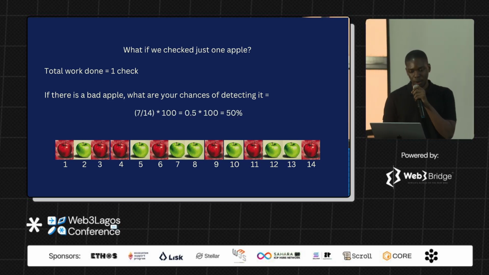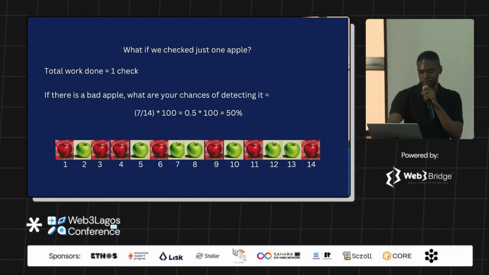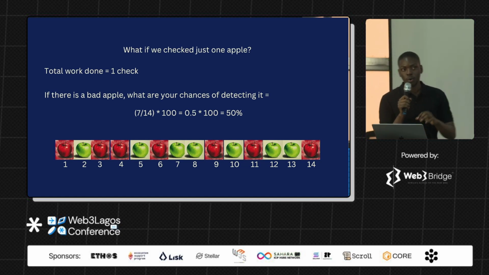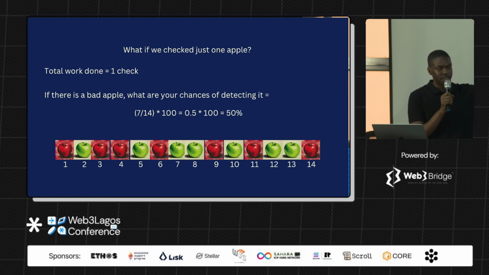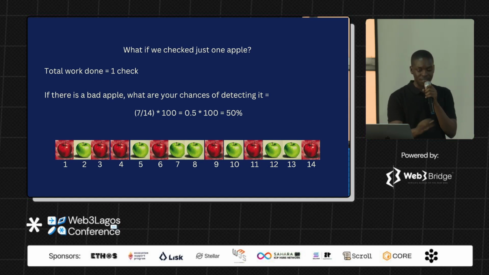It's basically the number of bad apples divided by the number of total apples. So that's 7 red apples divided by 14, which is a 50% probability. So if we just check one in this scenario, there's a 50% chance we're going to jail, and there's a 50% chance we're going home with money. Does that make sense? So this is scary, but it's even worse.